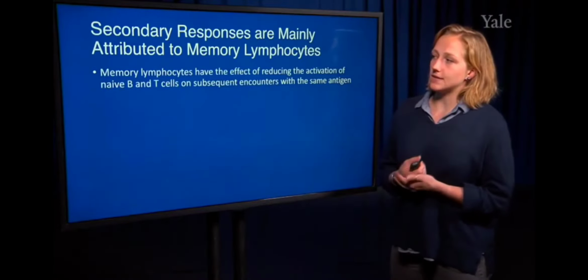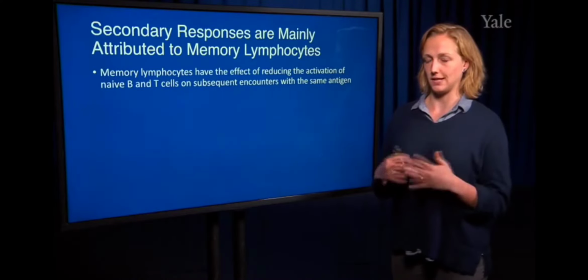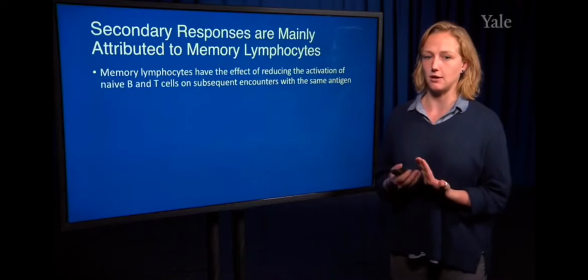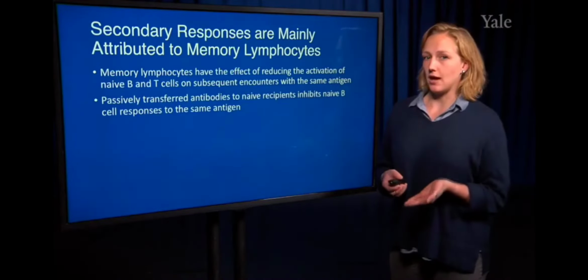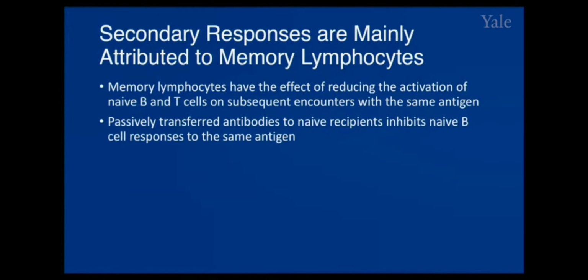Memory lymphocytes have a very curious property in that they reduce the activation of naive B and T cells during subsequent encounters with the same antigen, such that passively transferred antibodies to naive recipients inhibit naive B cell responses to the same antigen. This also applies to T cells. For example, if you were to get a vaccination against smallpox, as we discussed in a previous slide, and then got infected with smallpox, your memory T and B cell subsets would prevent an additional different response against it.